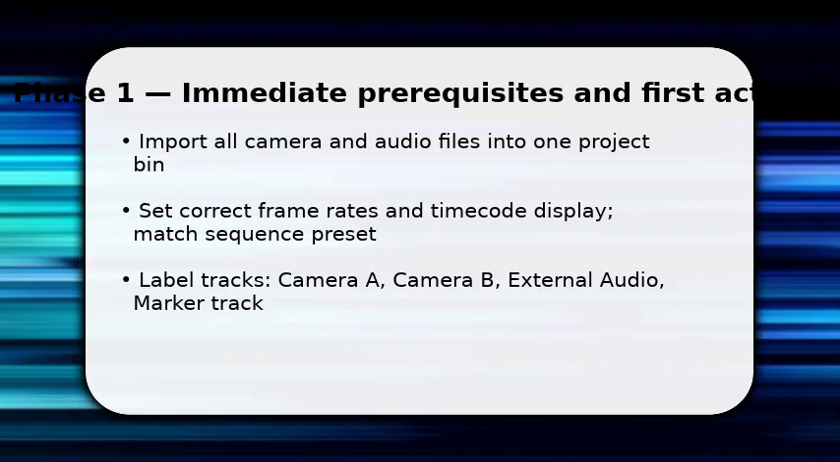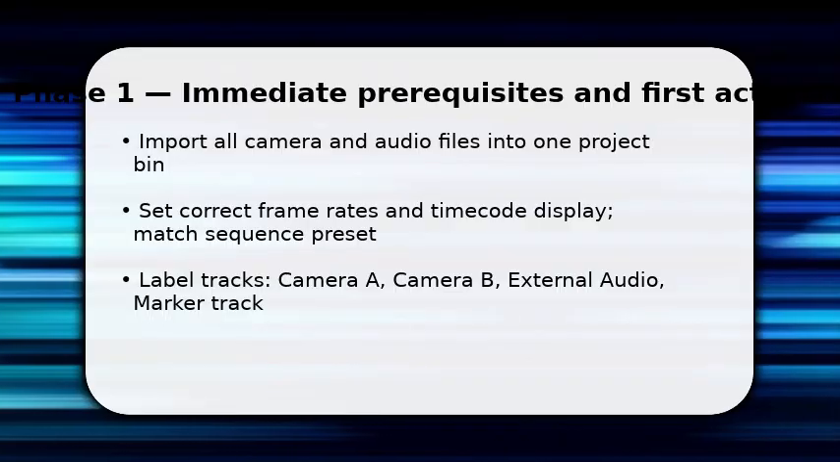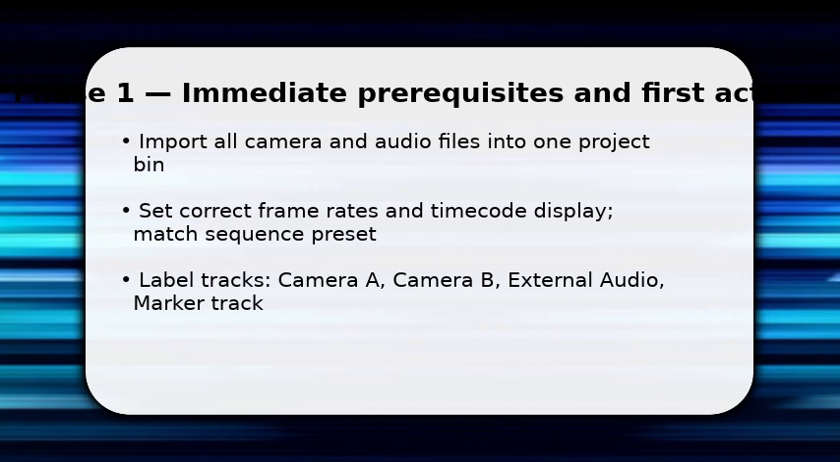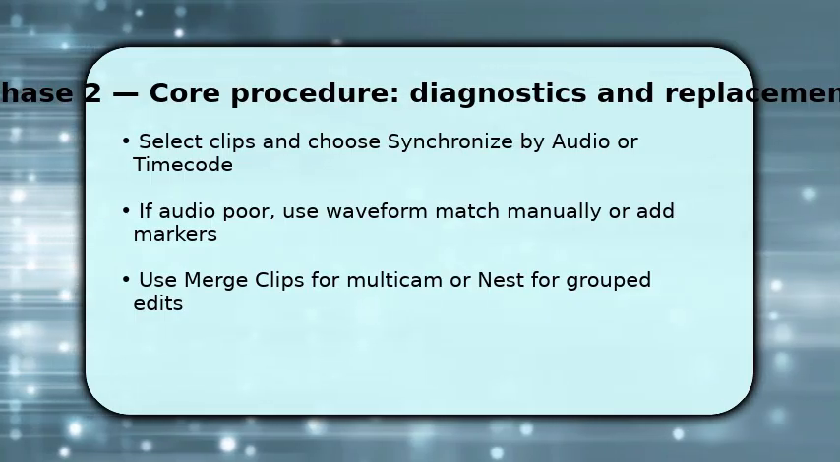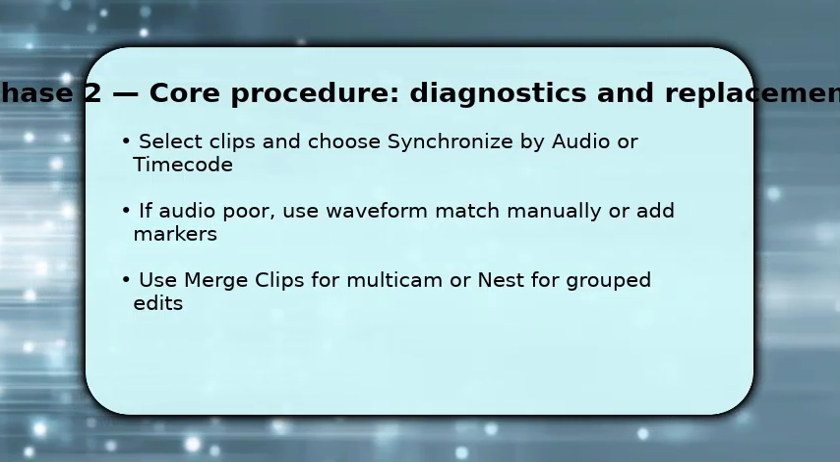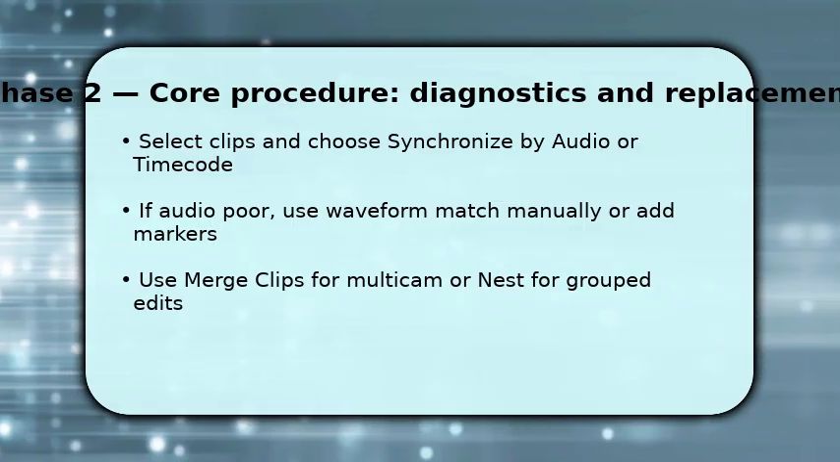B, External Audio. Now select the clips you want to sync and right-click to prepare for synchronization. This avoids accidental edits later and keeps the timeline tidy. Select the camera clips and the external audio, then choose Synchronize by Audio or by Timecode depending on what you have. Premiere will align waveforms automatically.